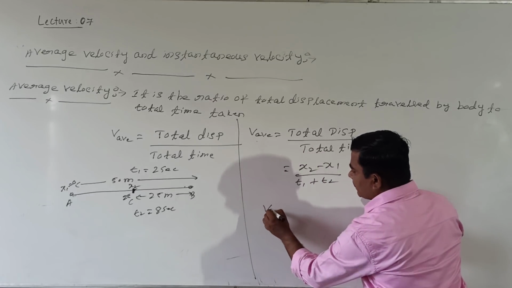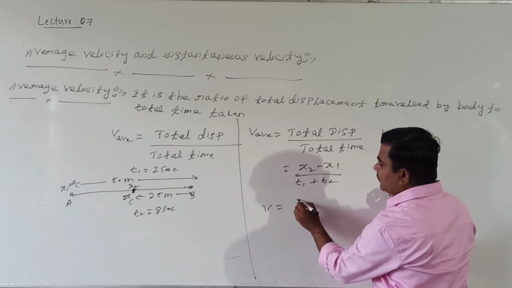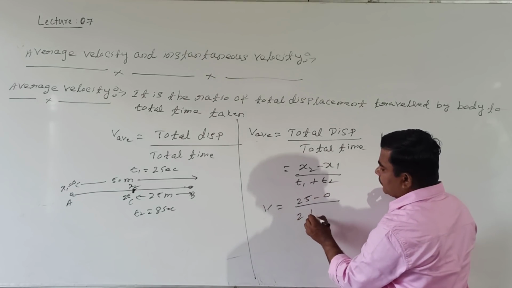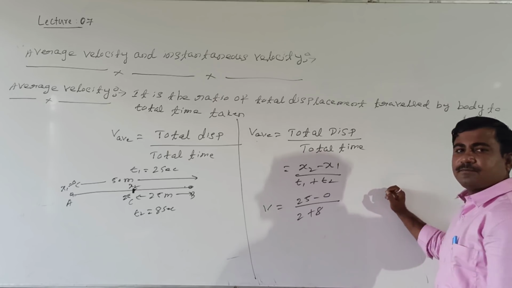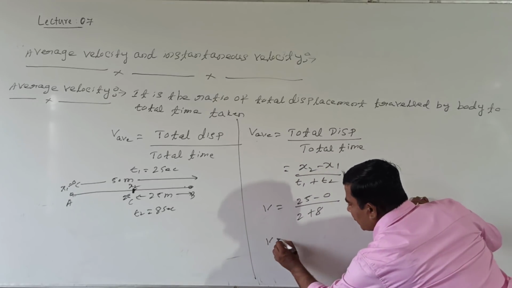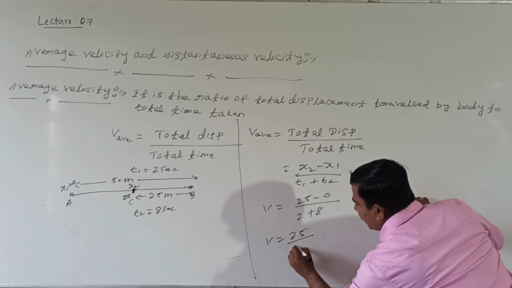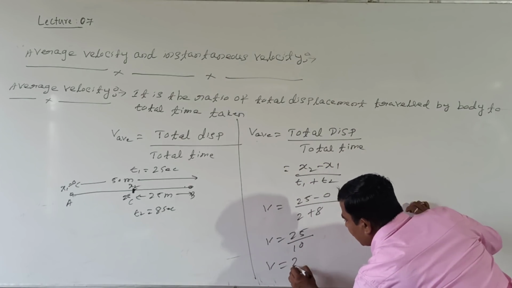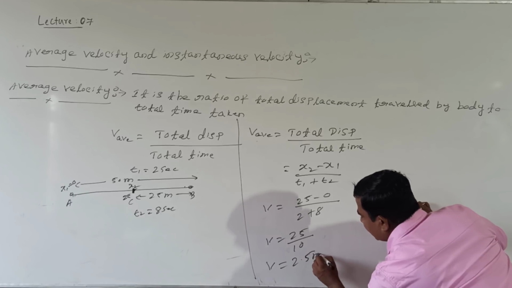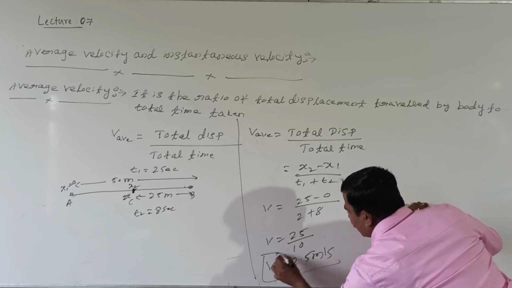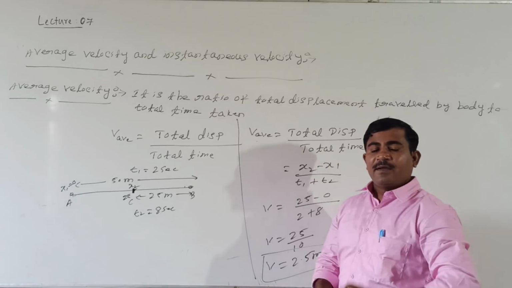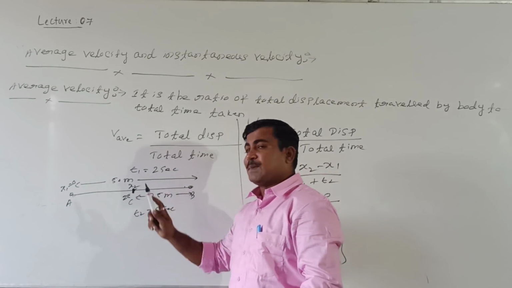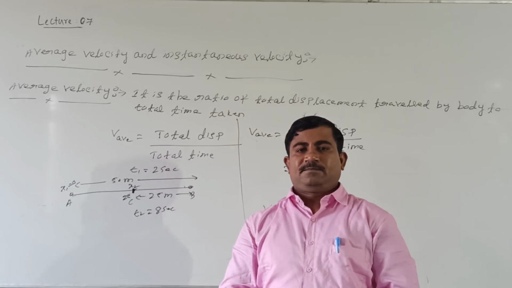Then what is the average velocity? x2 is equal to 25, x1 is 0, total time t1 is 2, t2 is 8. So it is 25 divided by 10. Average velocity is 2.5 meters per second. Simply, average velocity is the ratio of total displacement to total time.